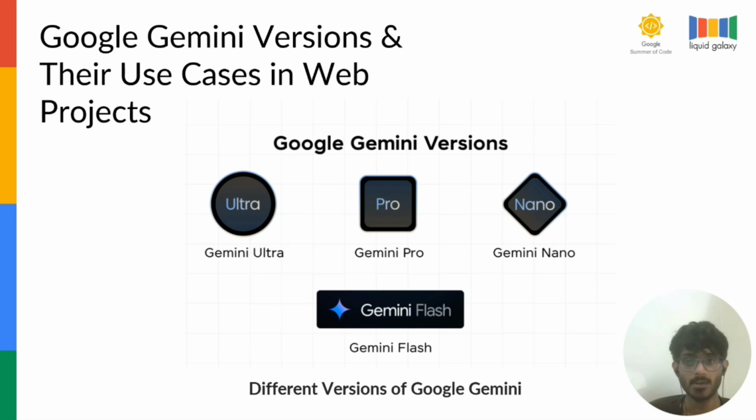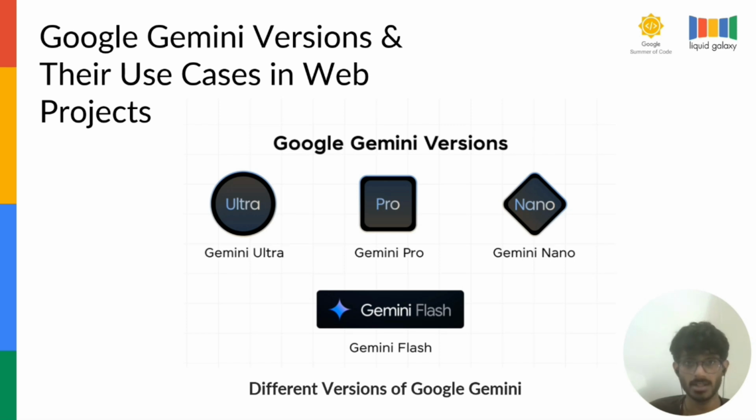Now that we understand what Gemini AI is, let's explore its different versions and how they can be used in web projects. Google has introduced multiple versions of Gemini AI, designed to handle different levels of AI tasks effectively. These versions include Gemini Nano, Gemini Pro, Gemini Ultra, and Gemini Flash. So first is Gemini Nano.